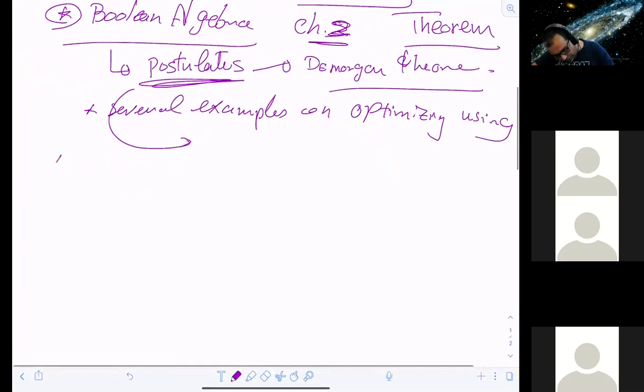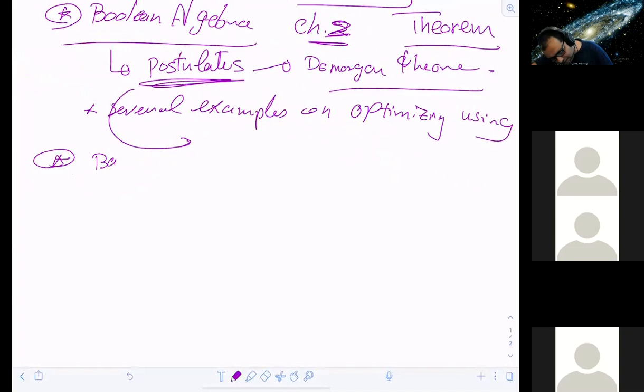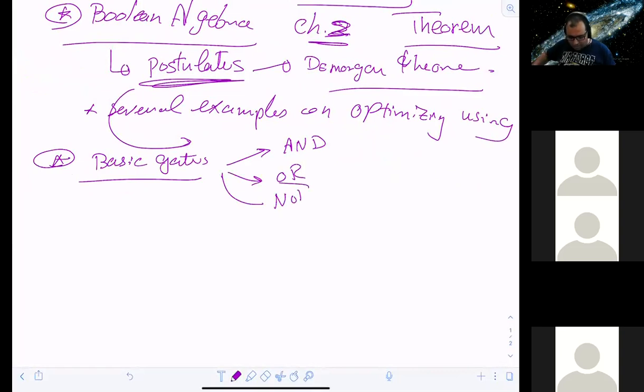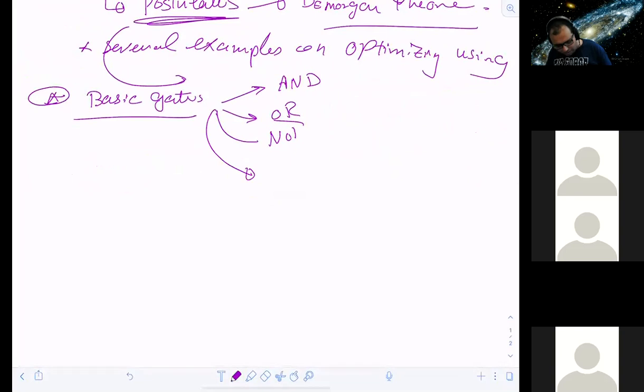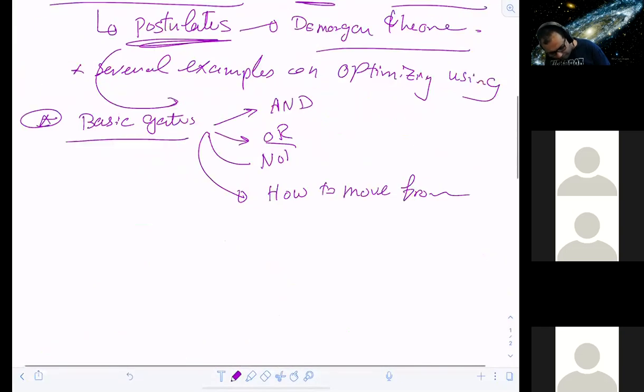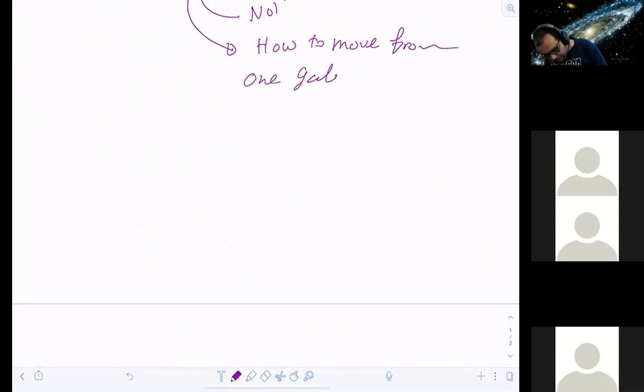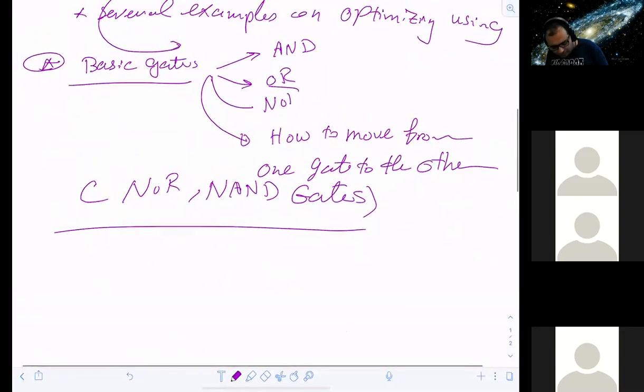Then we moved into the definition of the basic gates, if you guys remember, right? AND, OR, NOT gates. And we learned also how to move from one gate to the other. Examples were like the NOR and NAND gates for changing to those.